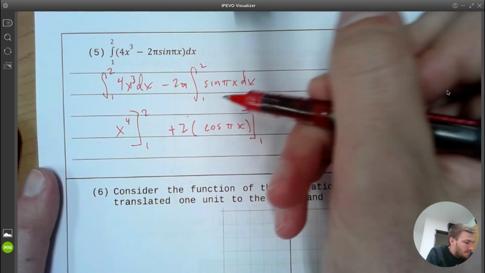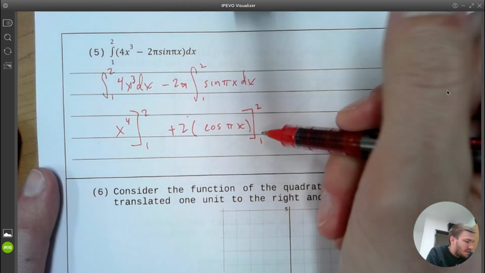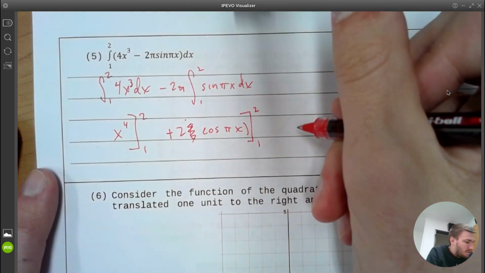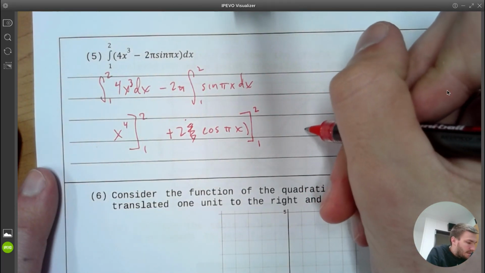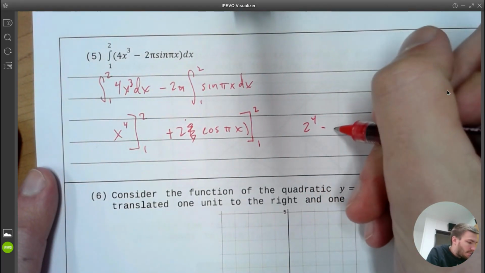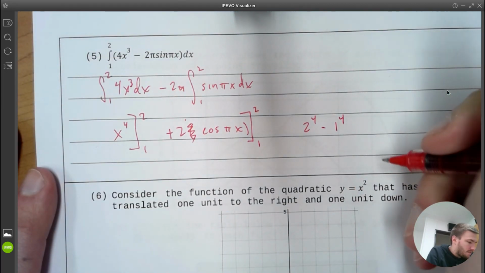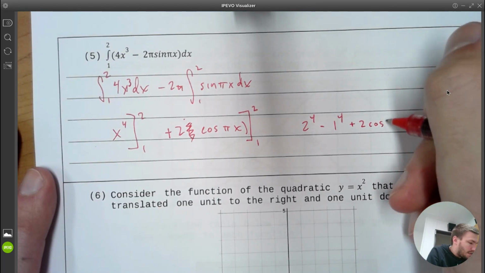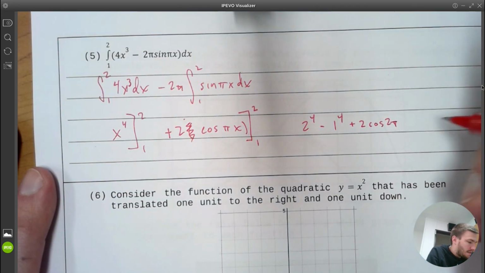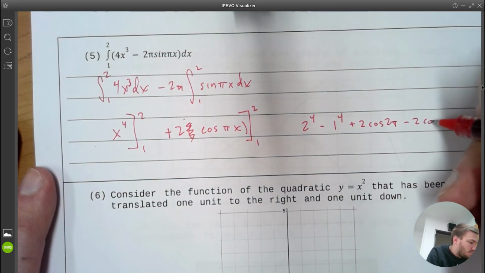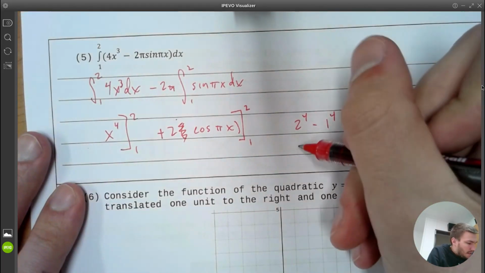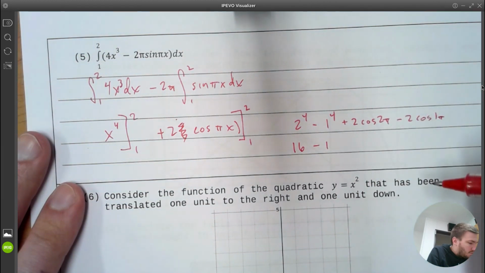Now, maybe this just says 2 times cosine pi x, so I don't think I even need the parentheses there. It's just 2 that. So let's plug this in. That would be 2 power 4 minus 1 power 4 plus 2 cosine 2 pi minus 2 cosine 1 pi. That is 16. That is 1.